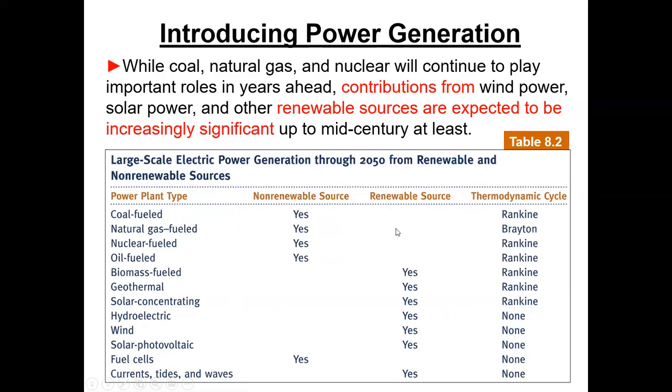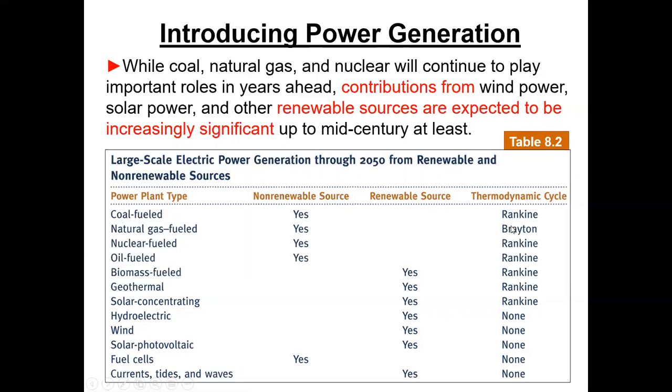And so you see the coal-fired plant is a Rankine cycle, nuclear Rankine, oil Rankine, biomass fuel Rankine, geothermal Rankine, solar concentrated Rankine shows up. That's why we're going to spend a lot of time on the Rankine cycle.